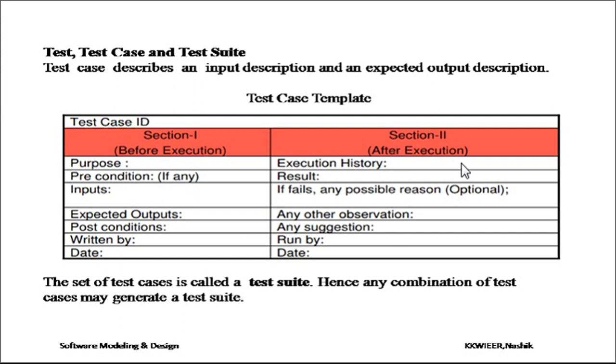Section 2, after the execution, gives the execution history. It provides the result whether the test is positive or negative, or whether it has passed or failed. If failed, any possible reason. What are the possible reasons why the test failed? Any other observations, any suggestions, and who has executed or run that test with the date. The set of test cases is called a test suite. Hence, any combination of test cases may generate a test suite.